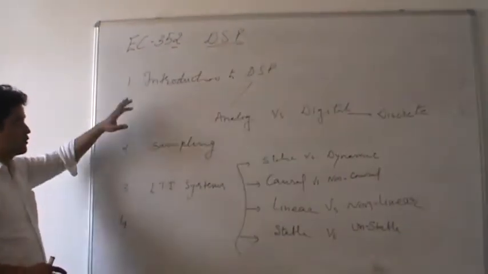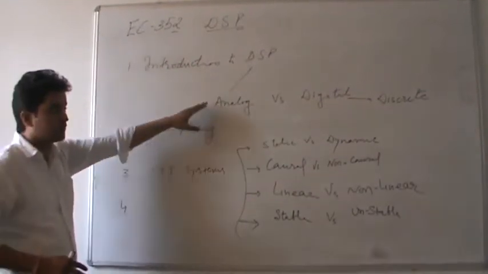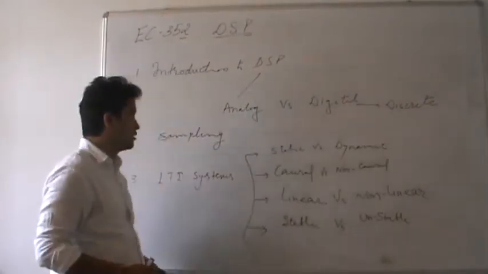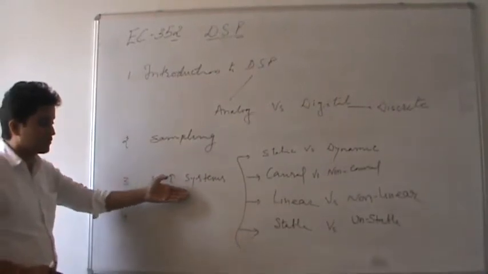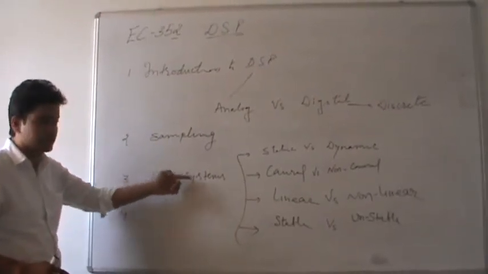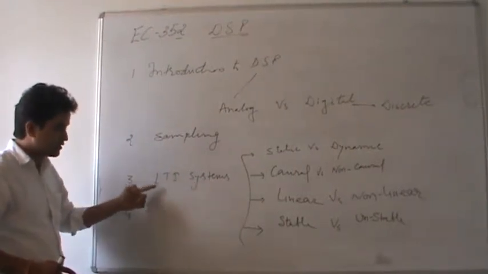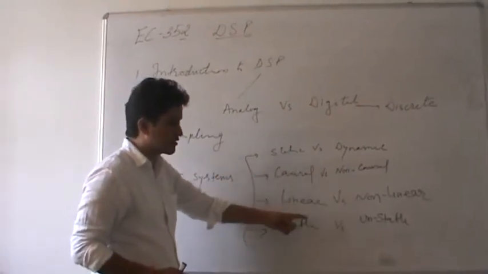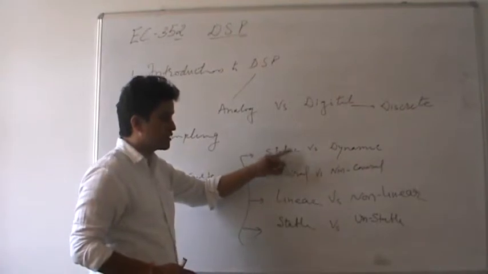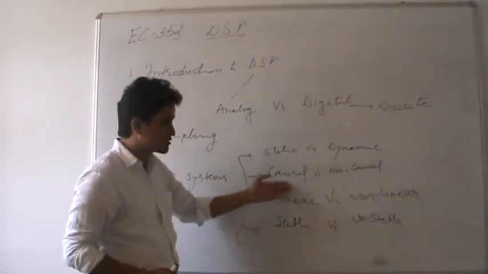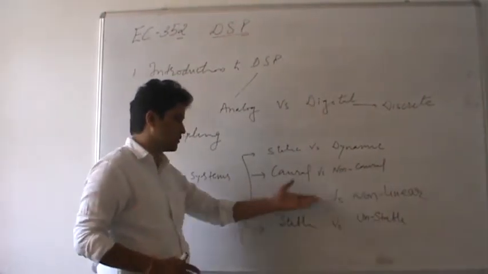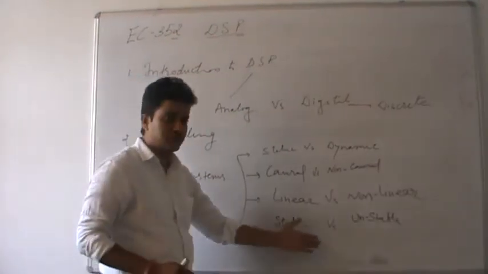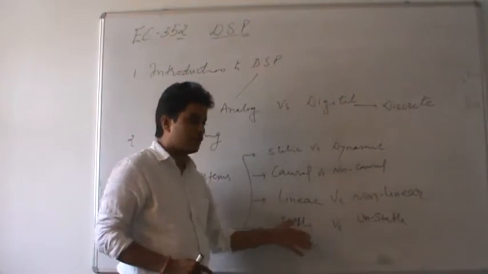So I will start today with an introduction to DSP, the difference between analog versus digital, and what exactly is the discrete representation of signals. After that, I would like to take LTI systems, an introduction to linear time invariant systems. What are these systems? What are their properties? Linear, time invariant, and then the characteristics of the systems. Means what? Static systems versus dynamic systems, causal versus non-causal, linear versus non-linear, stable versus unstable systems. Then there are many more, like shift variant and shift invariant systems, and many more classifications for different kinds of systems.